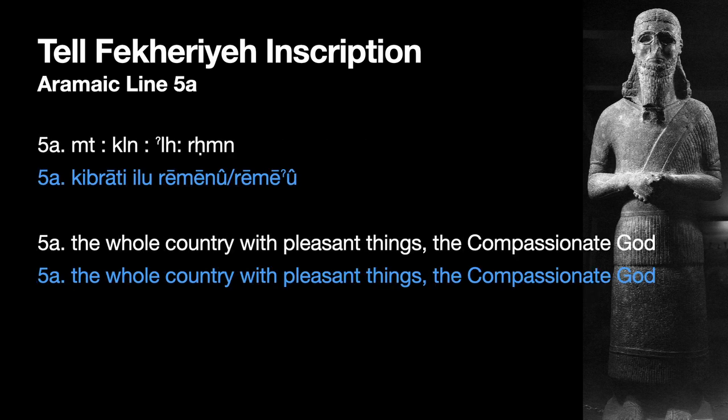All right, let's finish off with the first part of verse 5. Mathkulen ila Rahman, and now the Akkadian below in blue. Kibrati ilu remenuyu, or remenuu. And that's going to translate to the whole country with pleasant things, the compassionate God. So again, ilu versus elo here. Elo, this is a long A I'm making, not an O, but elo, as opposed to elah with a short A. And the reason for that, of course, is in Aramaic, you have a long A in this place, what's called a scofo or scapa.